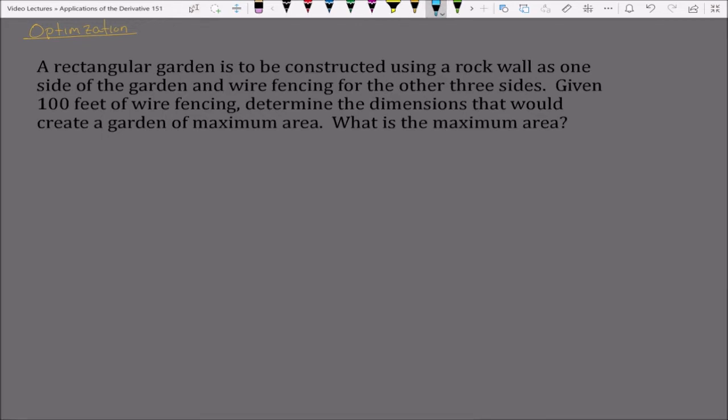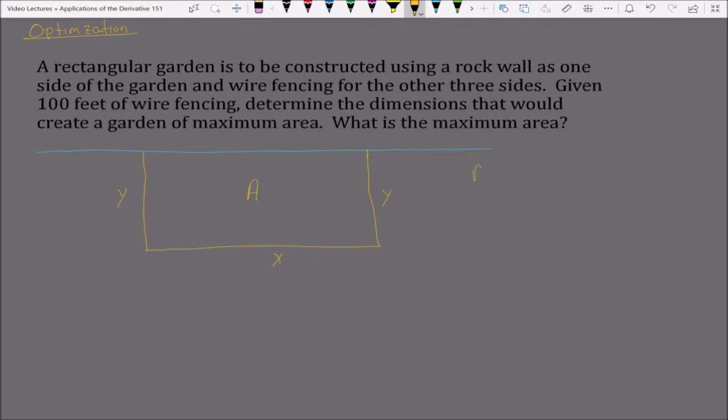So to start off, let's represent the rock wall with this blue line. Then we'll use yellow to represent wire fencing. We'll label everything, so we'll say y, y, and then down here we'll have x. And this is the area that we wish to maximize.